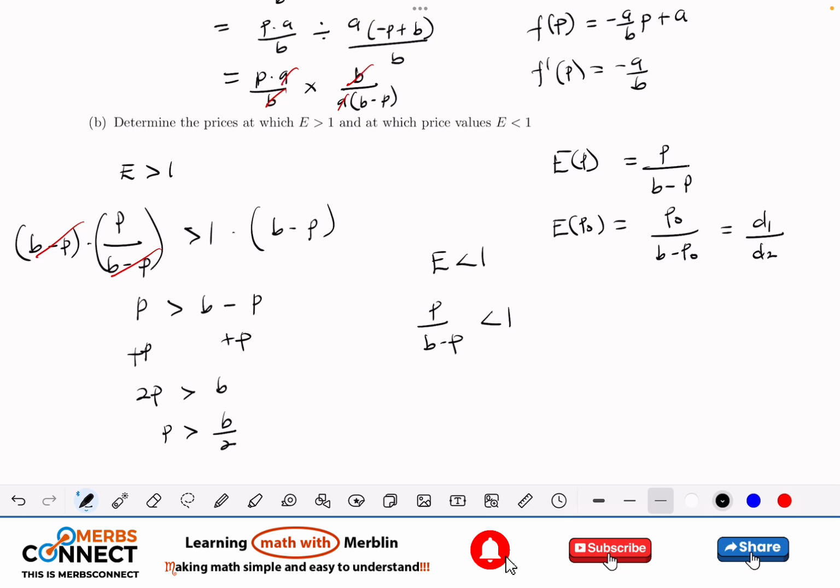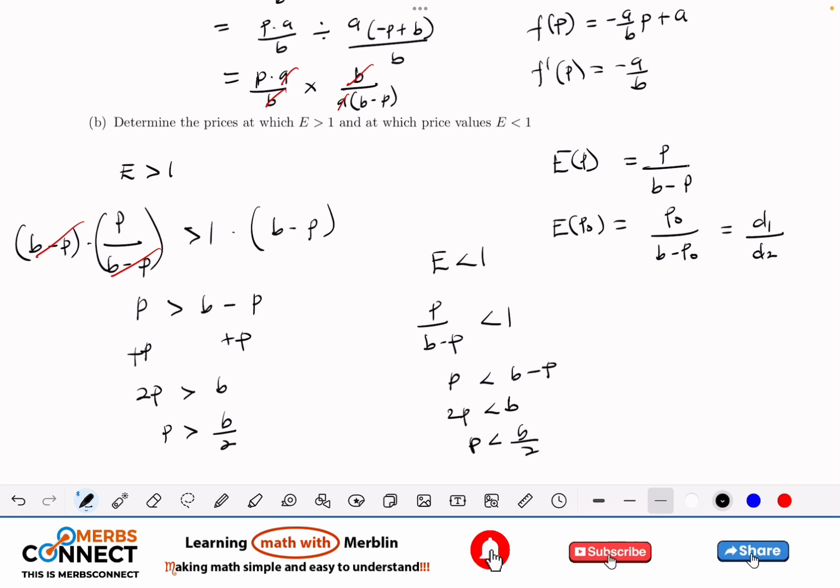And then you multiply through by B minus P. So P less than B minus P. Like the same thing that we did here. But here the sign was greater than and this is less than. So when I add plus P on both sides, I get 2P less than B and P is less than B over 2. Yes. So that's what you are going to get for the B.